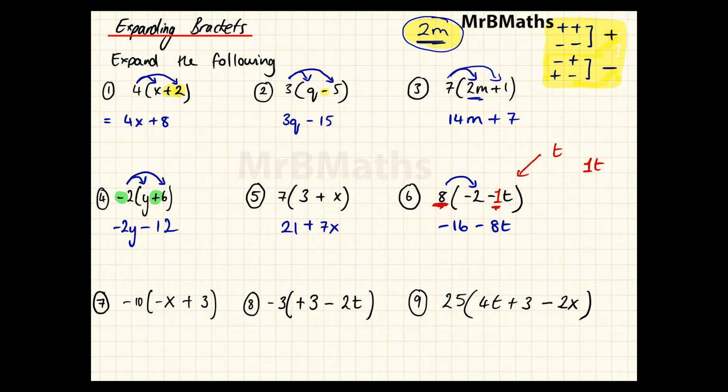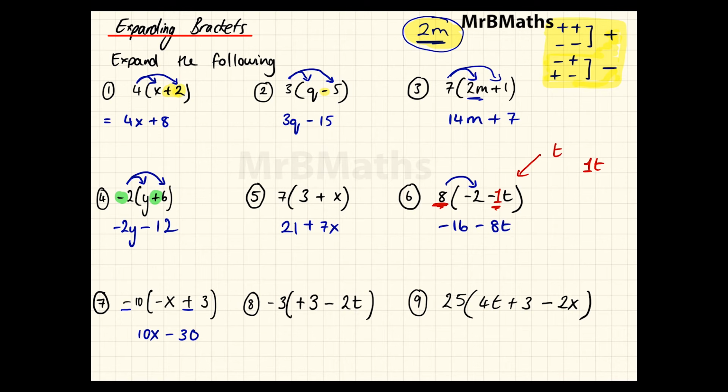Right, if we look at question 7, minus 10 times minus x, well, a minus and a minus, according to the top right, will give us a plus. So we have, you can either write plus 10x, or just 10x, because it's positive. Then I've got minus 10 times plus 3, which will give me minus 30, because again, a minus and a plus will give us a minus.